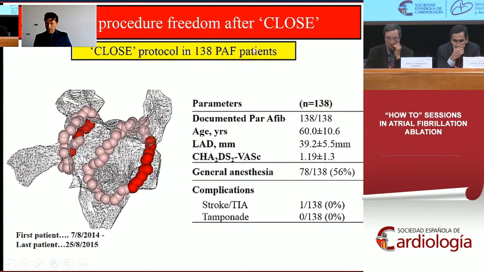In the meantime, we have a well-defined study population of 138 patients. They were ablated from August until August 2015. So it's a 1 year paroxysmal AF population. Typical paroxysmal AF, no structural heart disease. Low CHA2DS2-VASc score. Half of them anesthesia, 1 TIA.